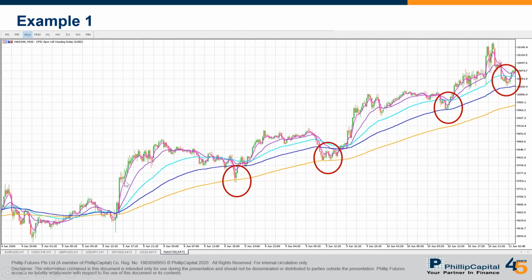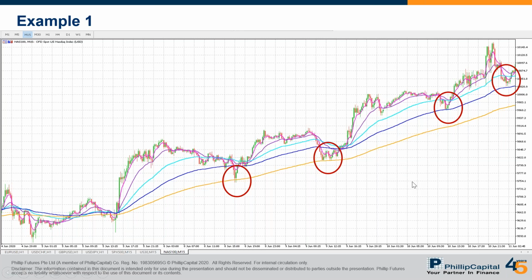You can see that the 5 starts to be above the 20, 20 above the 50, 50 above 100, and 100 above 200. And then you see that this is the beginning of the trend. And from here onwards, we will identify that this is the uptrend. Okay, this is a potential uptrend. All right, so on the uptrend, we are looking to buy.